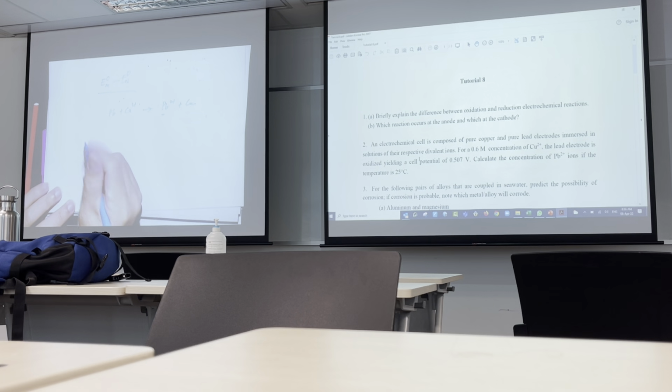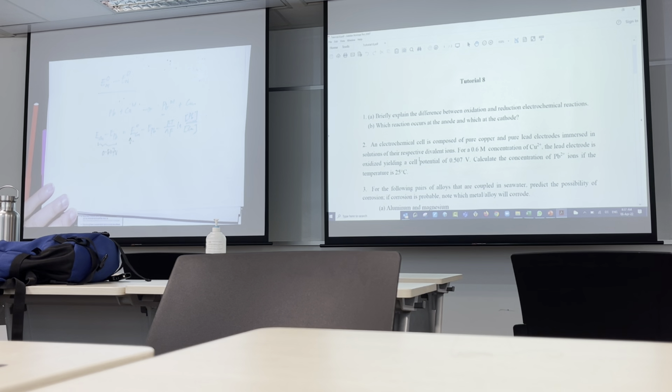So when I write the equation, I take the one being reduced, which is copper. E of copper minus E of Pb will be equal to the standard potential of copper minus the standard potential of Pb, minus RT over nF, ln of the Pb concentration over the copper concentration. This is already given in a simplistic sense as 0.507 volt. This one you can find from the book value.